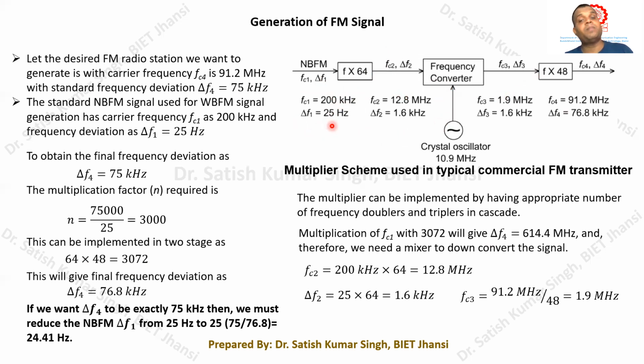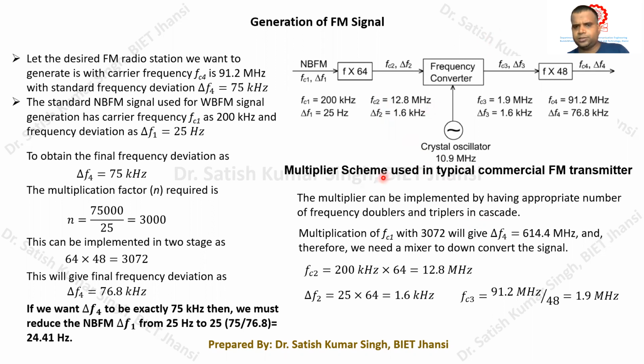But what happens when it is passed through the frequency converter, or mixer, as we have already seen? The only parameter that changes is the carrier frequency. All other parameters, such as frequency deviation, beta value, or modulating frequency, remain unchanged. So we have understood that we need a frequency converter that will be able to down convert the signal, to reduce the carrier.